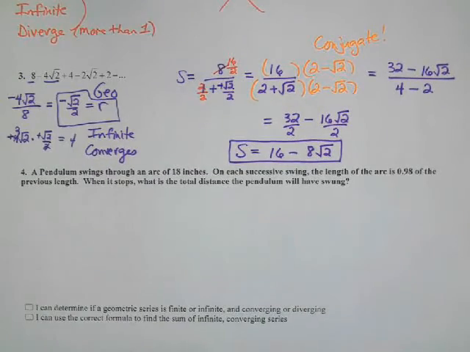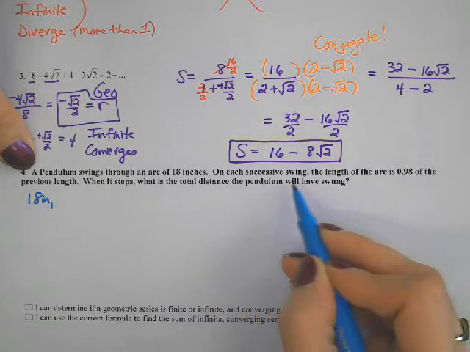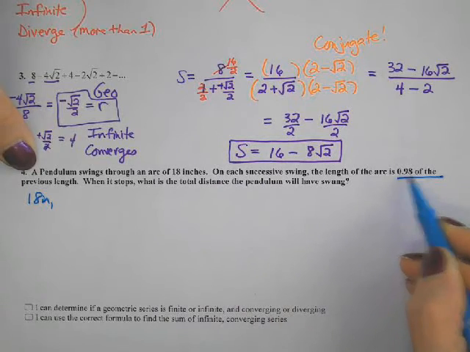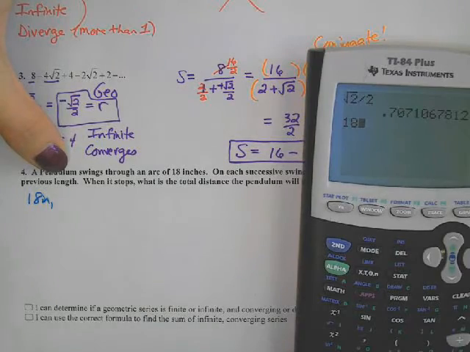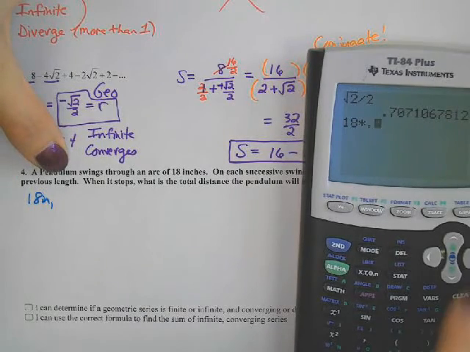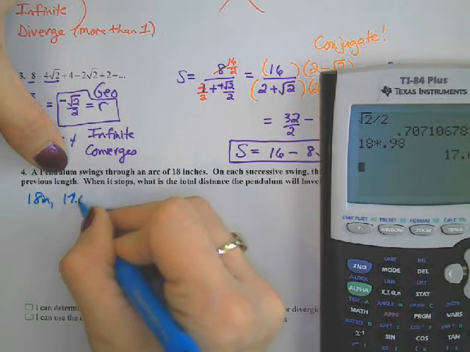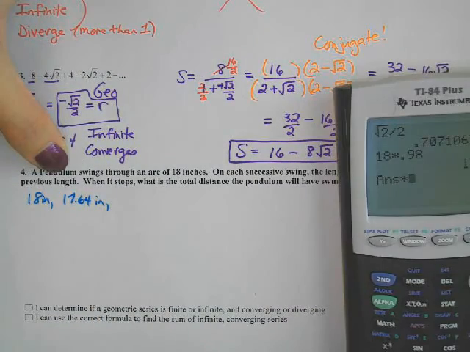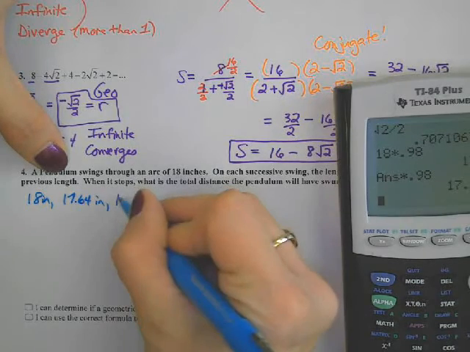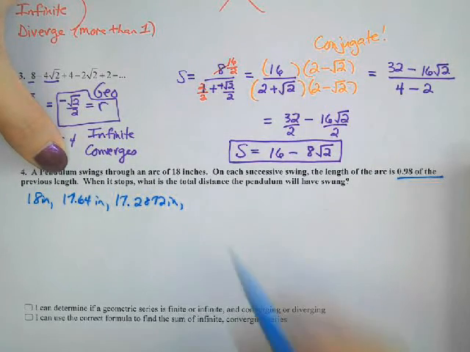Okay. A pendulum swings through an arc of 18 inches. Okay, so the first one's 18 inches. And each successive swing, the length is 0.98 of the previous length. So let's take 18, and I'm just curious, what is 18 times 0.98? Oh, so the next one is only 17.64 inches. And then the next one after that is going to be 17.2872 inches. Okay.